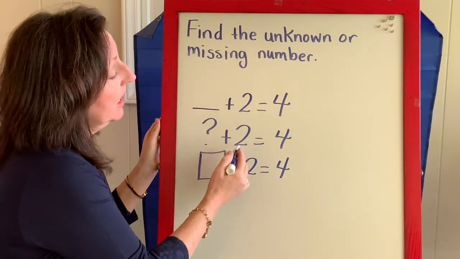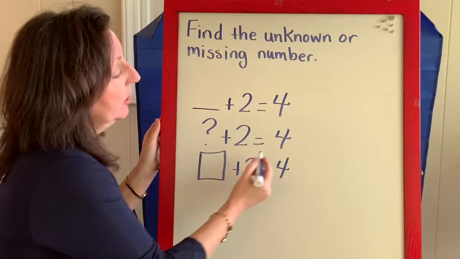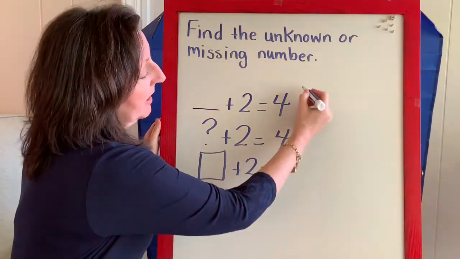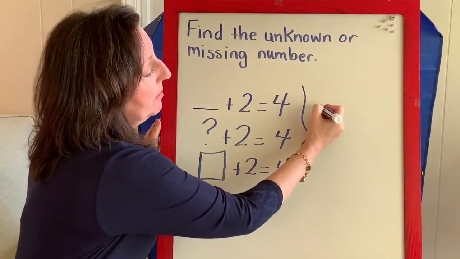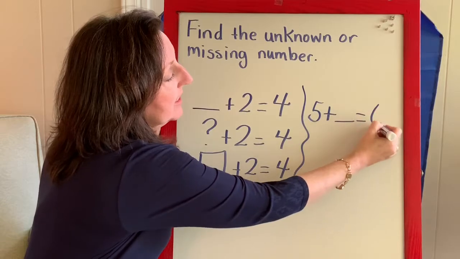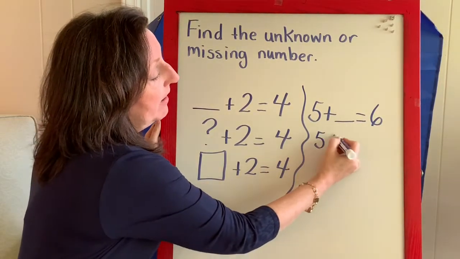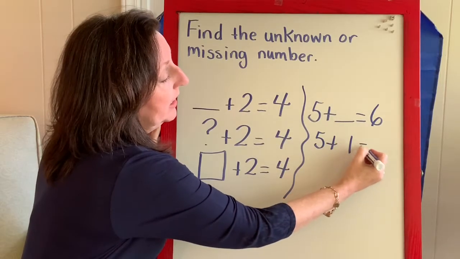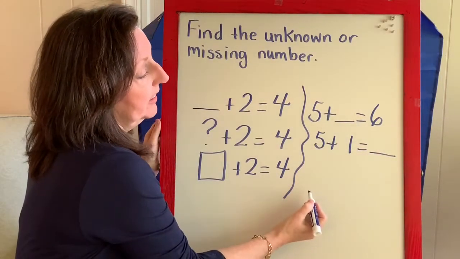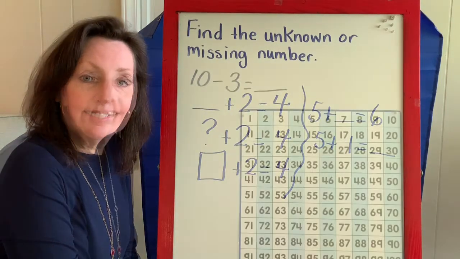Now, as I said, the unknown can be in lots of different places. It could be in the middle. Let's just pretend we've got some more problems like 5 plus blank equals 6. It could be at the end, 5 plus 1 equals blank. So that's what we're looking at today. Are you ready to do some problems with me?